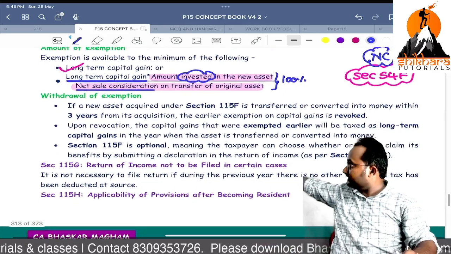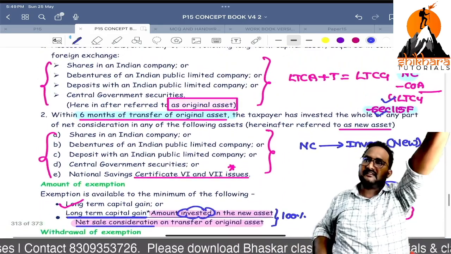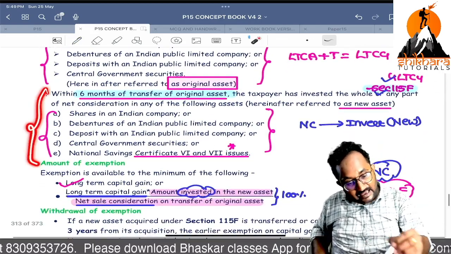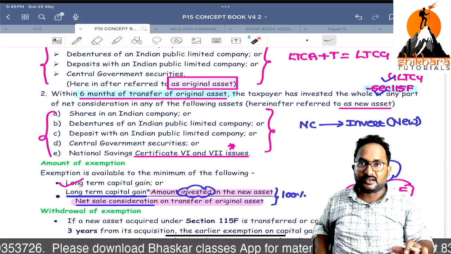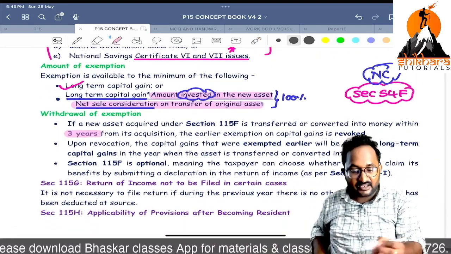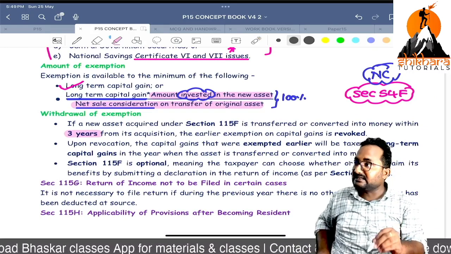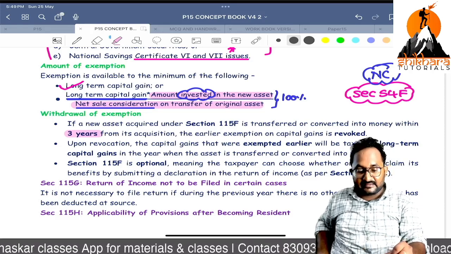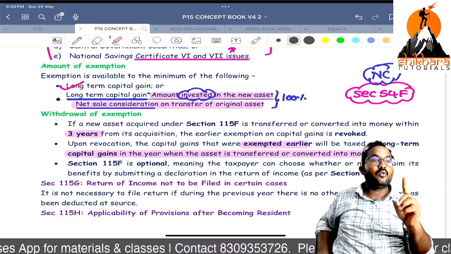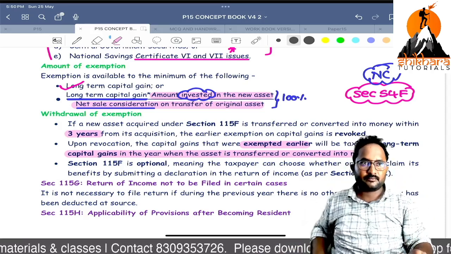But one important point is there. Sir, here I am giving a huge relaxation, ma'am. Even though you got a long-term capital gain, if you purchase the same new asset, I am giving the exemption, but you have to hold that new asset for how many years, ma'am? 3 years. If you transfer that asset within 3 years, the exemption already given becomes taxable in the year of violation. Those points are enough, ma'am. Now we can discuss some problems.